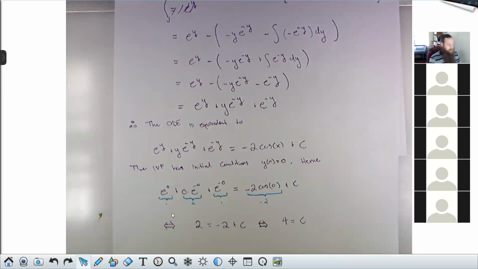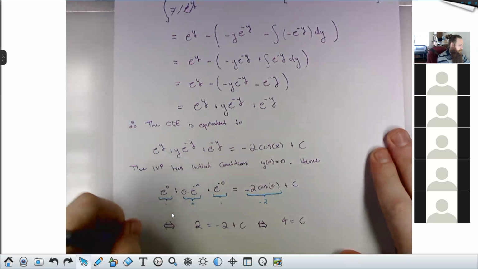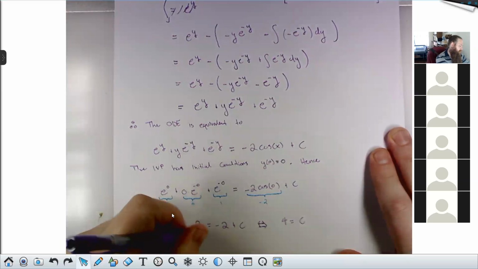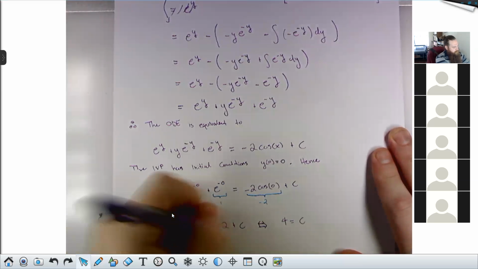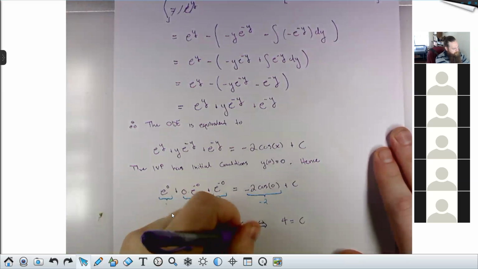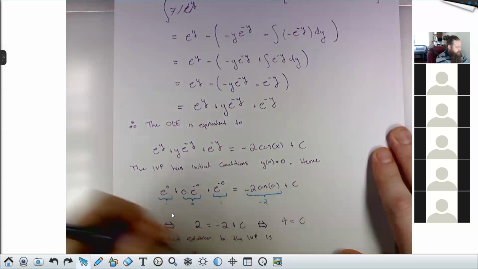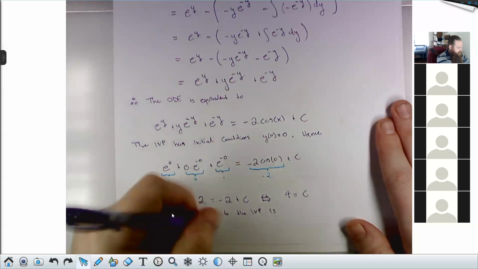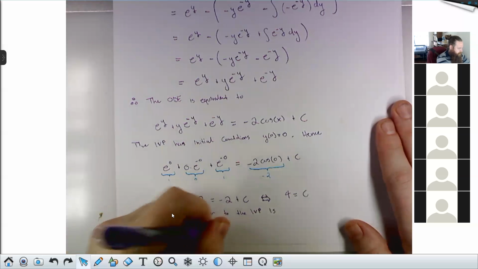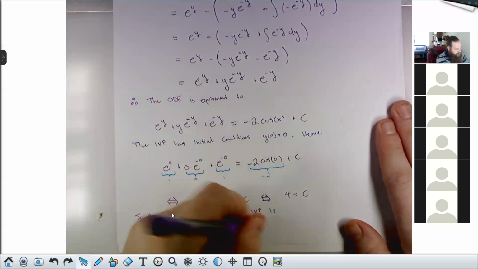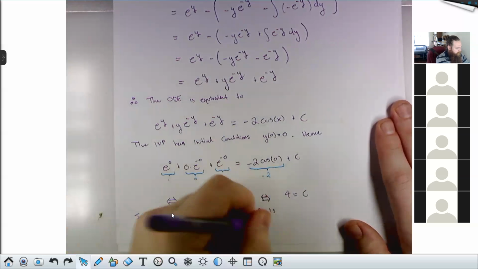So the implicit solution to the initial value problem is e to the y plus y e to the negative y plus e to the negative y.